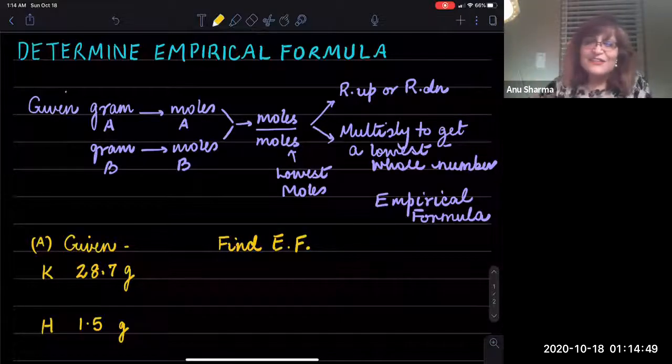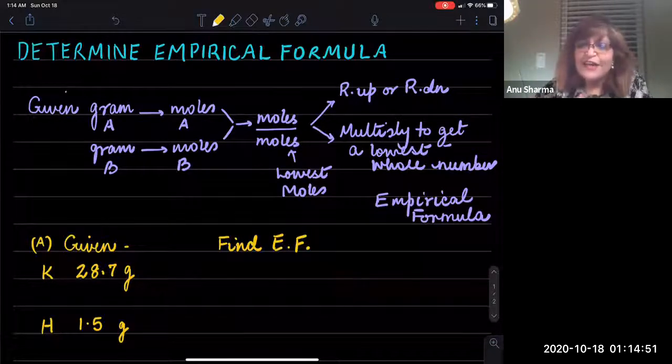Hi guys, so we are going to look at the empirical formula. How do you calculate it from the given grams of the components? Okay, so this is a very general roadmap that we're going to follow.